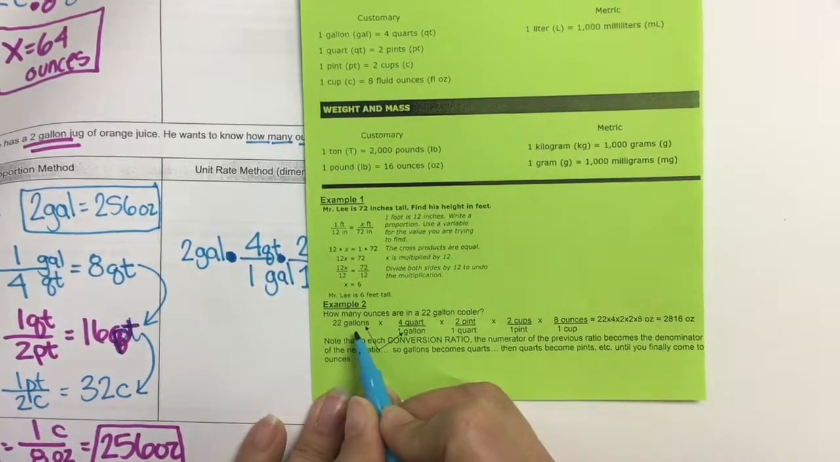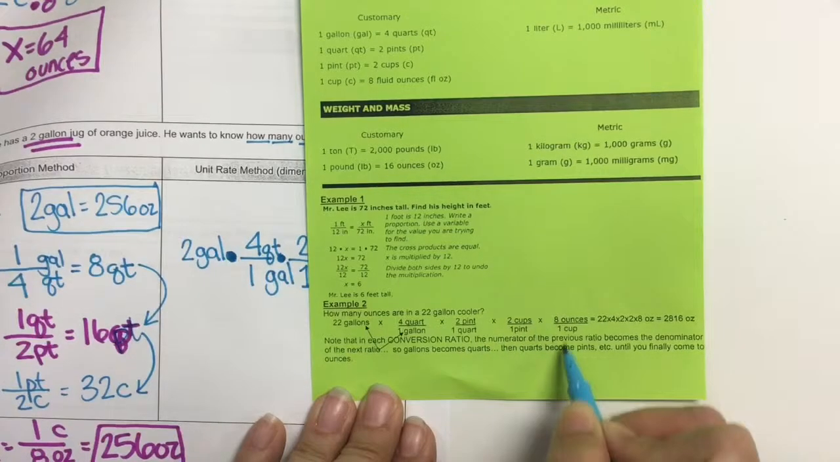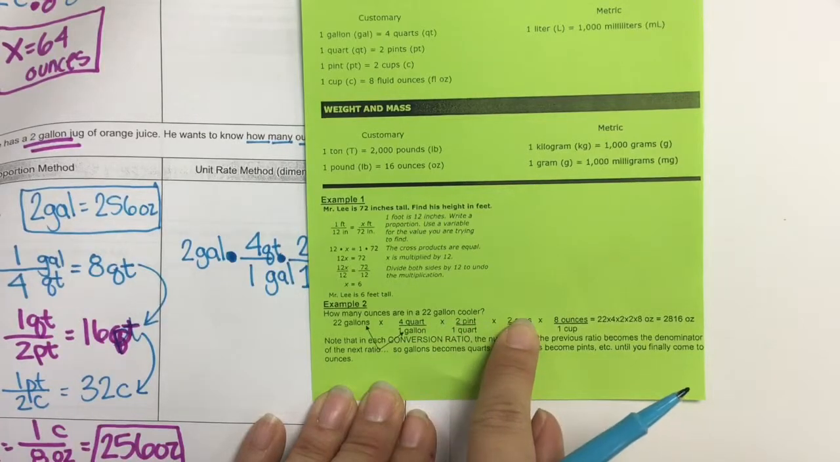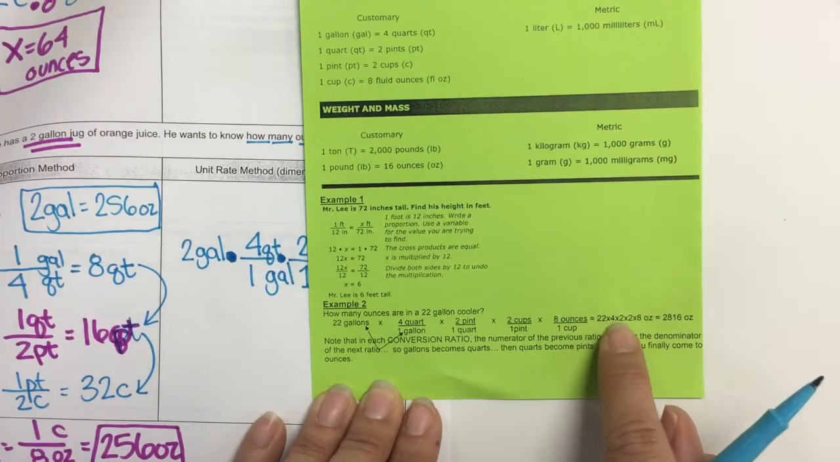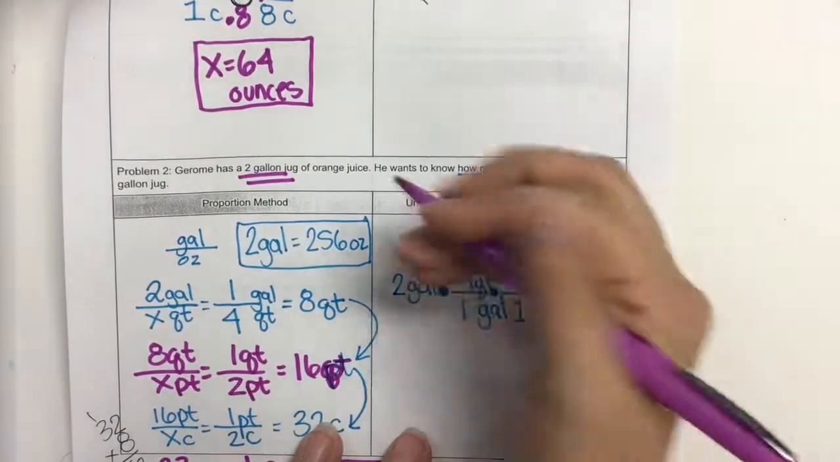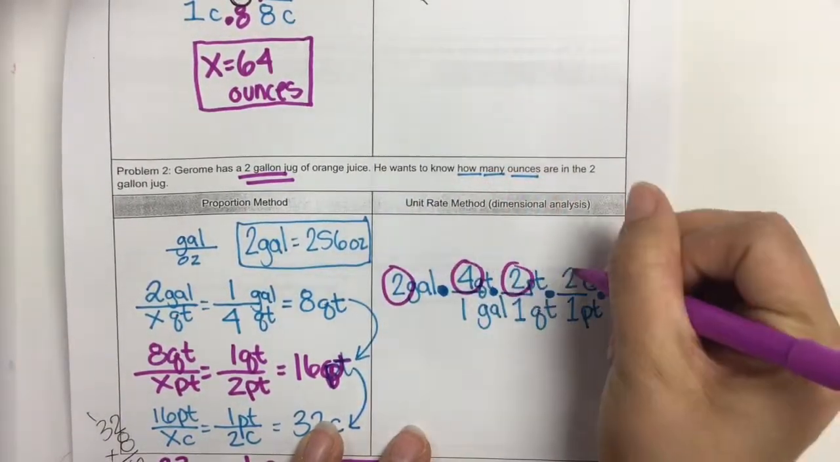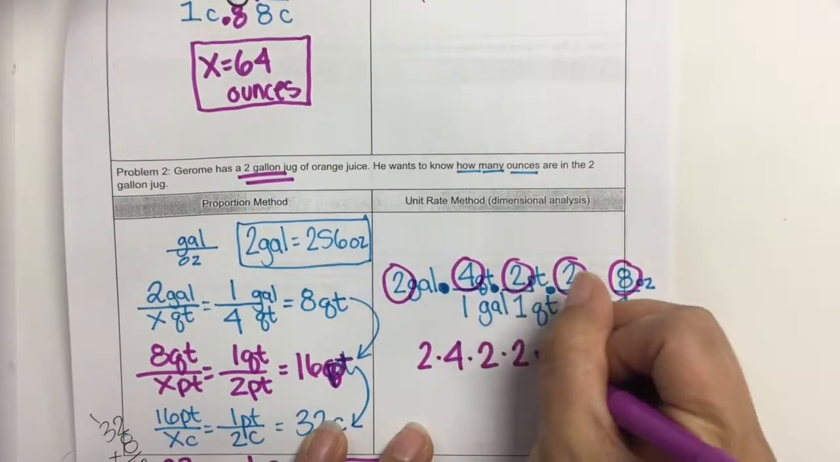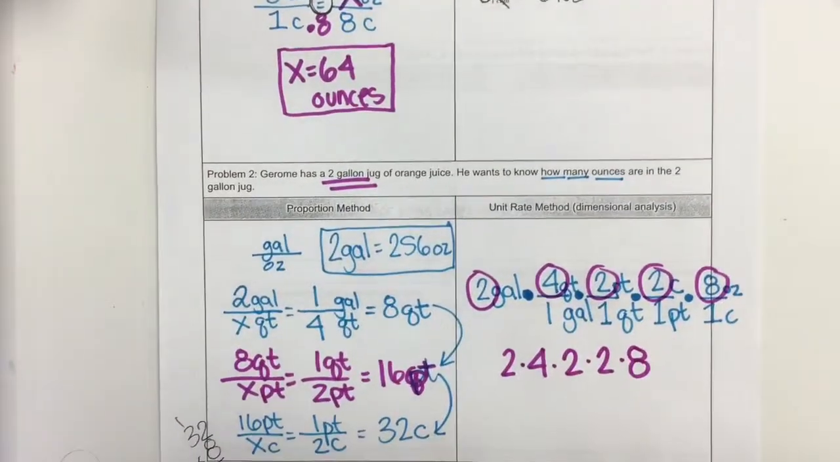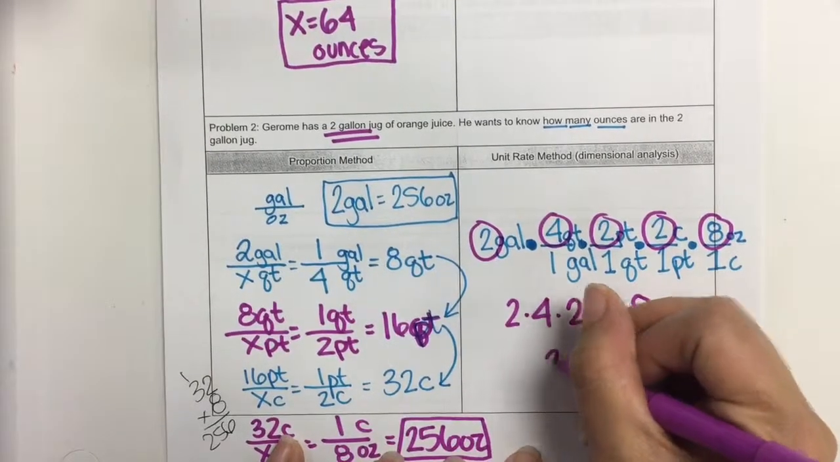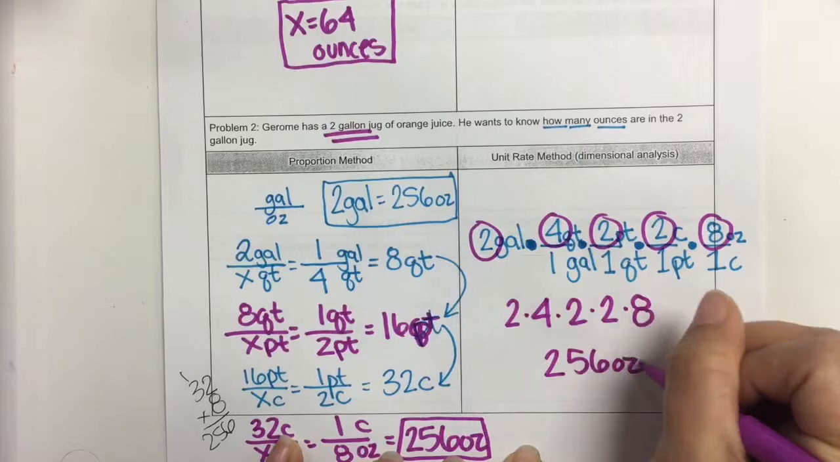And what you do, if you notice, is if I divide everything by 1, well, isn't that just what we come up with? So this is really just 2 times 4 times 2 times 2 times 8. And you can see that here. That means I'm really just multiplying 2 times 4 times 2 times 2 times 8. And I want you to write that down. And then you go through the process of multiplying it all out, and just like the other side, you will receive that this is 256 ounces.